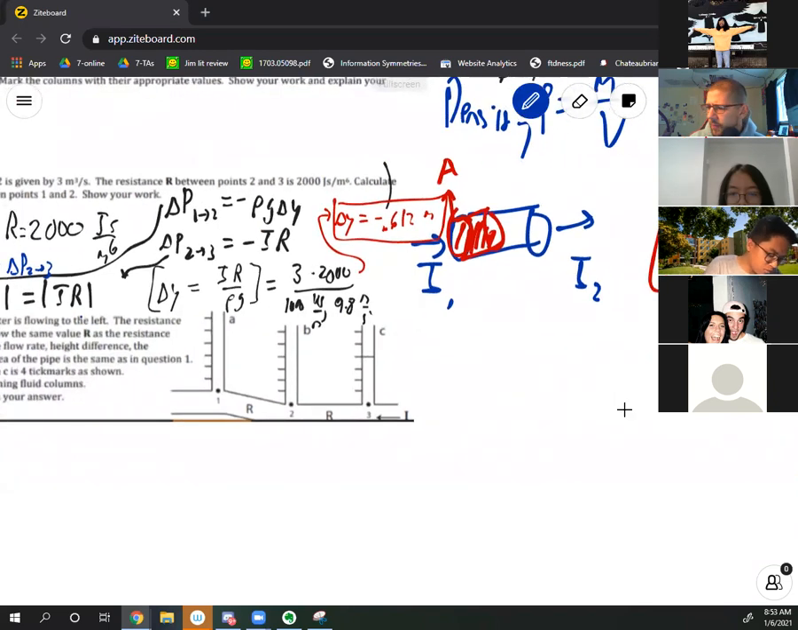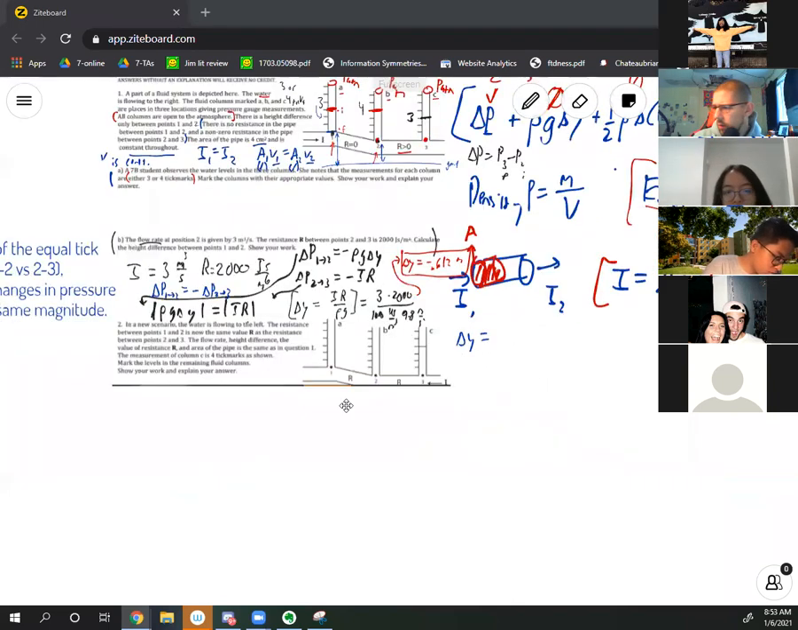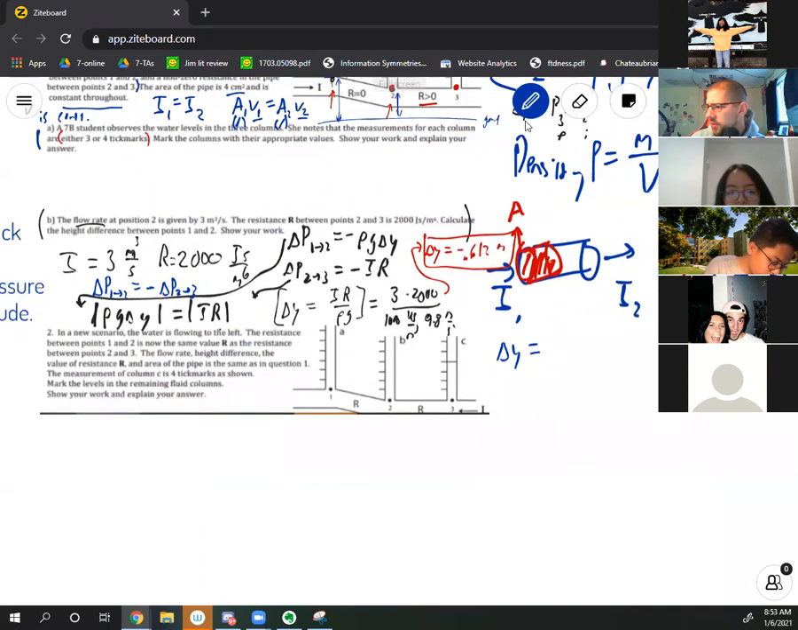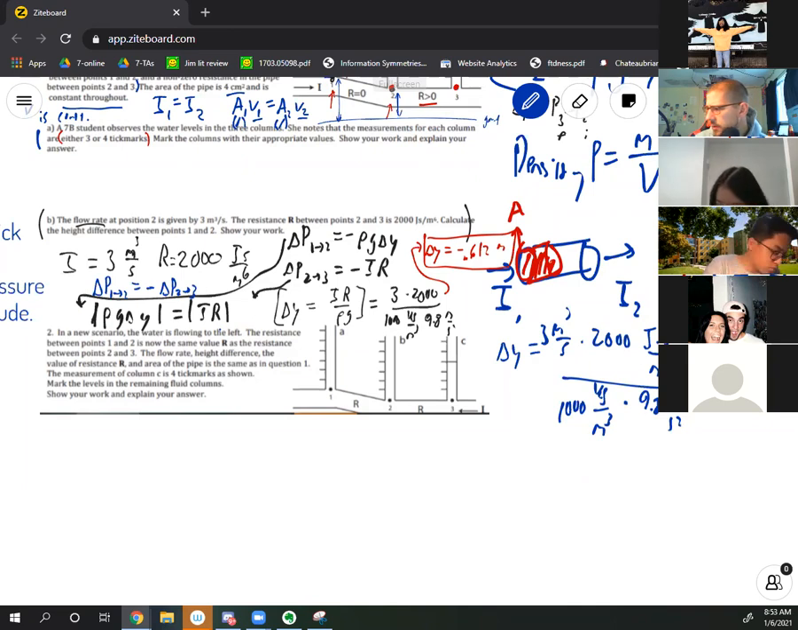So let's double check. Delta y is, so 3 meters cubed per second for the speed. So it'll be meters cubed per second for the first term, speed, times R, which is going to be 2,000 joules times seconds per meter to the 6th, divided by rho, which is 1,000 kilograms per meter cubed, times g, which is 9.8 meters per second squared. Okay, so what cancels? Let's look.